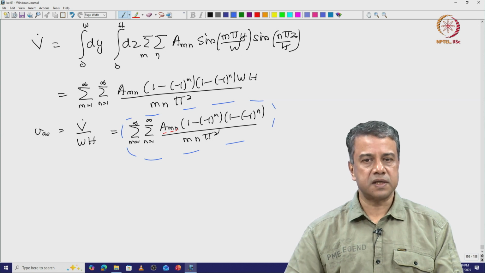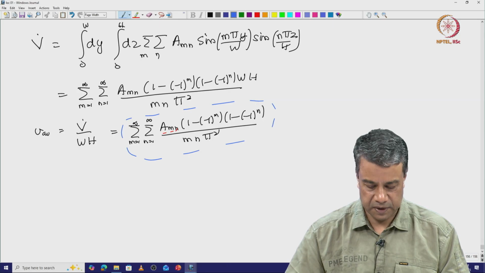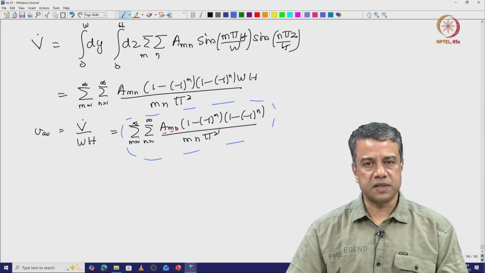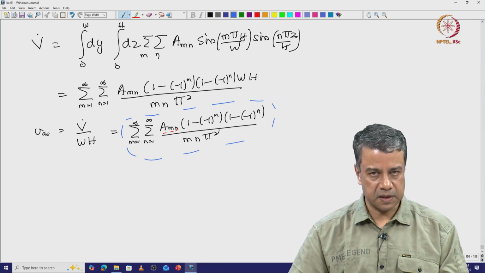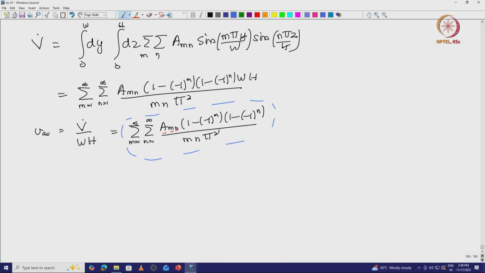So, I can include a finite set of terms in the series and solve this problem in order to get the velocity profile. So, these are 2 examples of separation of variables in a Cartesian coordinate system. Next class I will look at separation of variables in a spherical coordinate system for the diffusion problem. I will continue this in the next lecture. I will see you then.